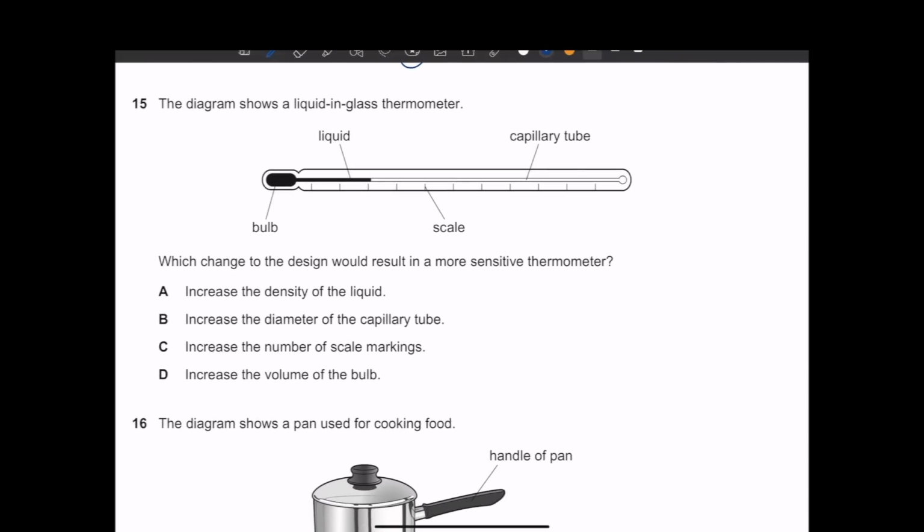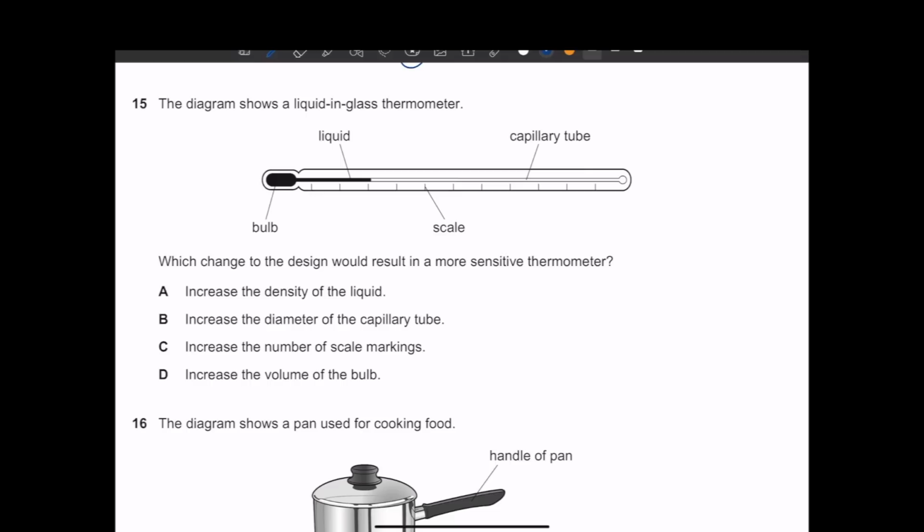The next question, question 15. The diagram shows a liquid in glass thermometer. Which change to the design would result in a more sensitive thermometer? We need to increase the sensitivity, or make it respond to any very, very small change in temperature. This is what's meant by sensitivity. It's different from responsiveness. Sensitivity here in the question means it could sense or respond to any very small change in temperature. So let's read them.